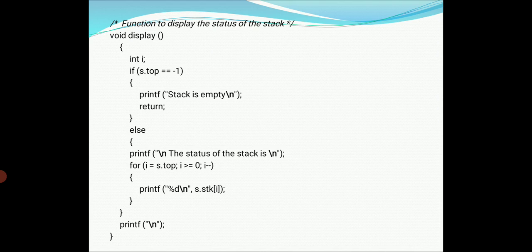Then it displays the elements, that is, how many elements are present in that stack, and they are printed. So for example 10, 20, 30, these are the numbers present in the stack. It displays 10, 20, 30. Then printf. So this is a function for displaying the status of the stack. So this is the end of the program.